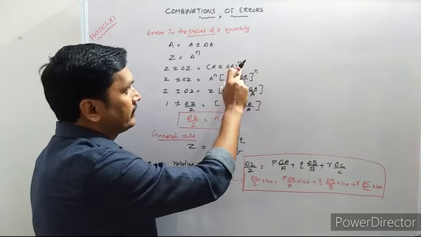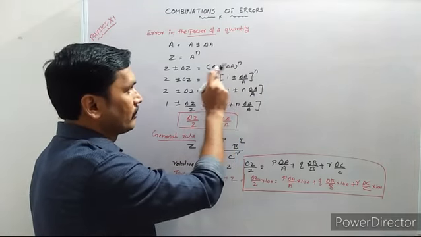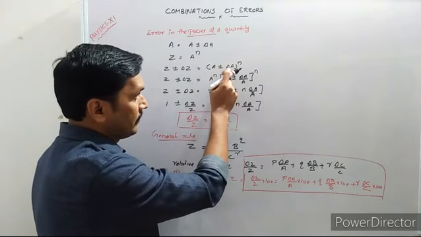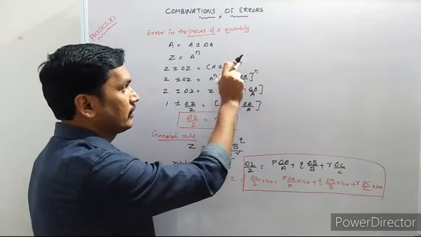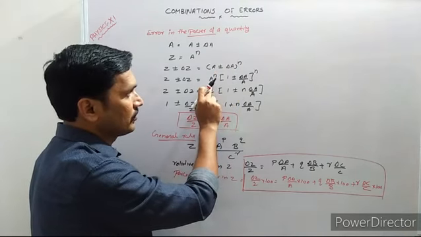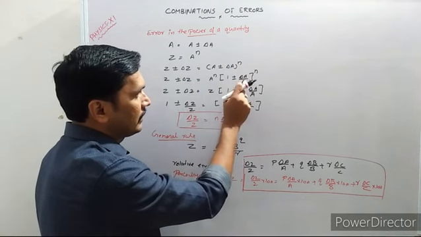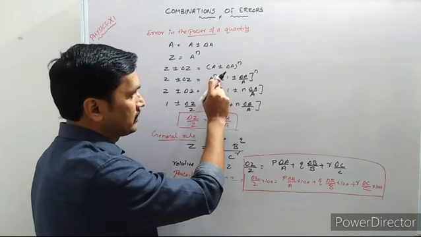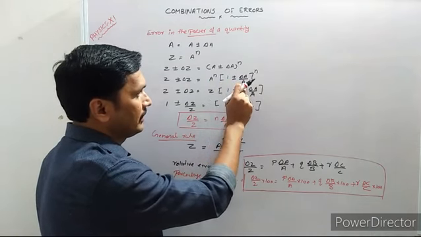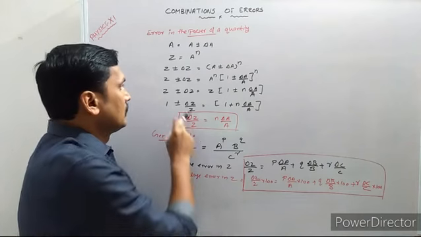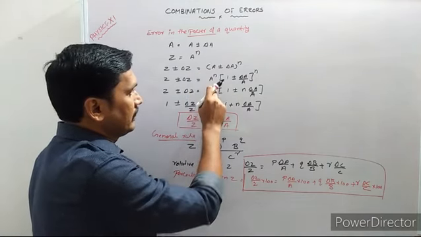On the right side, we are taking A outside of this bracket. Once it comes outside, it becomes A raised to n, because inside the bracket we have a power n. So once A is taken outside, it becomes 1 plus or minus delta A by A. So A raised to n into 1 plus or minus delta A by A whole raised to n. And A raised to n we can write as Z.